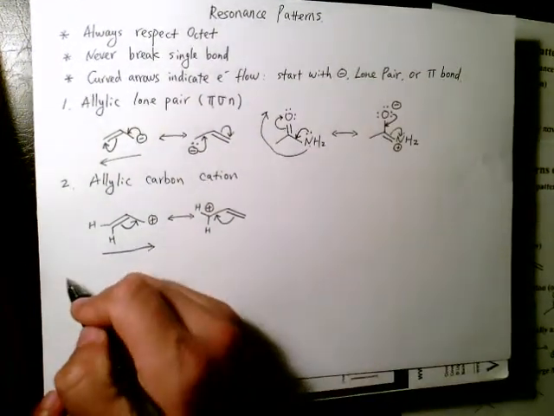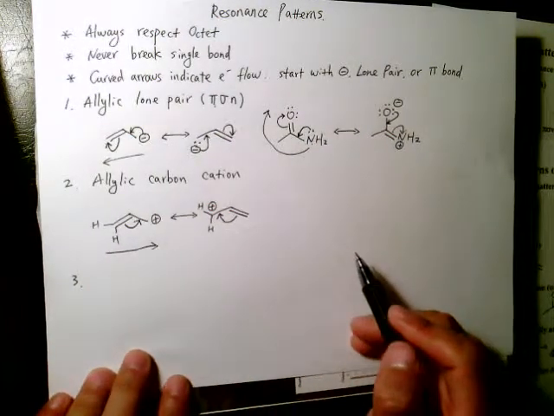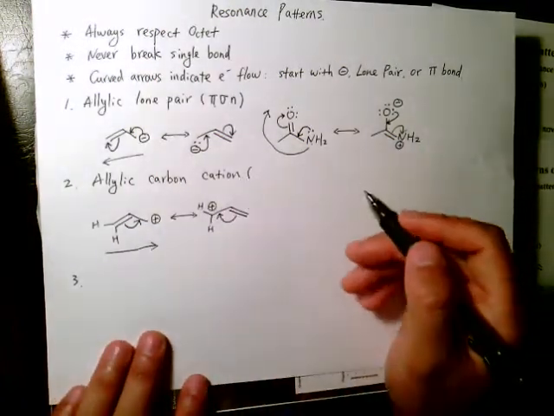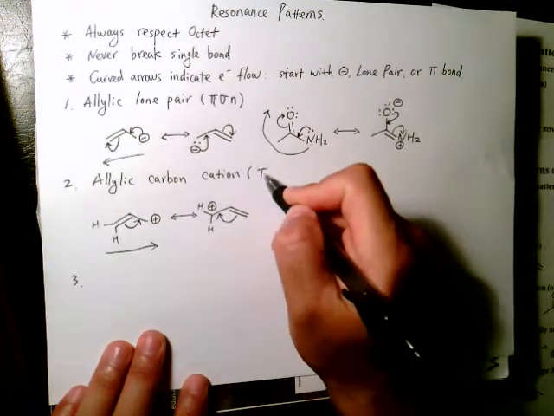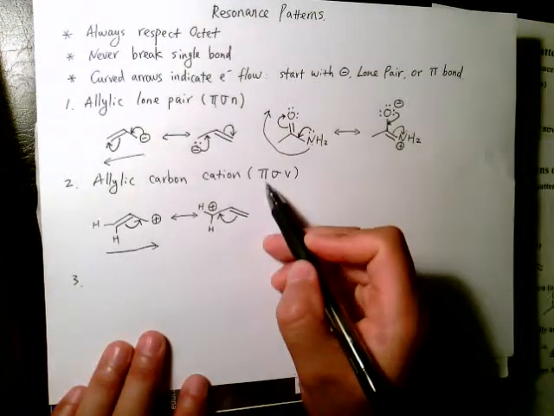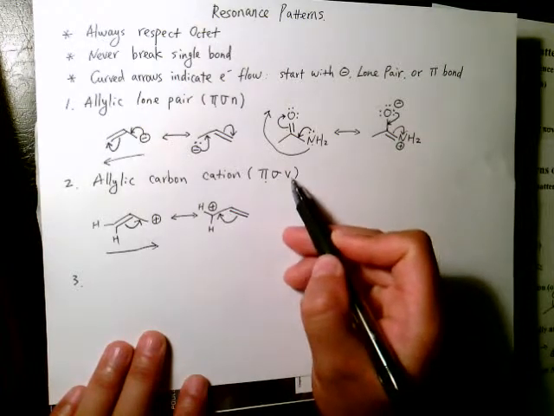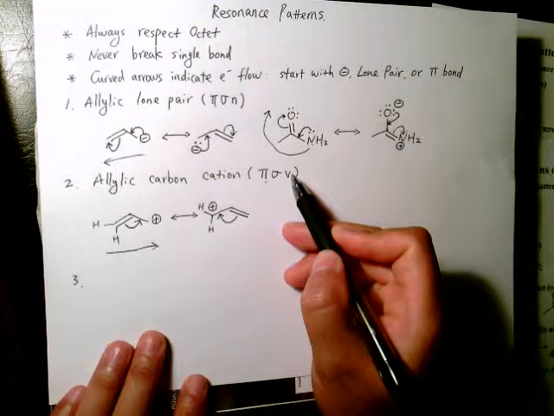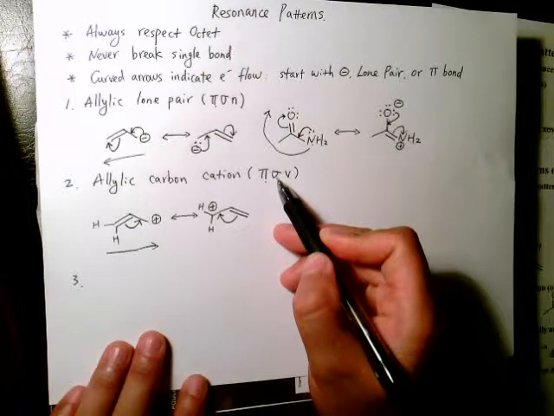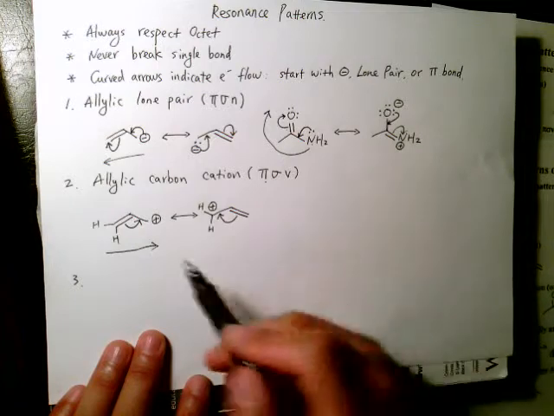So the third pattern we are going to talk about, since we are working on carbon cation, is another carbon cation. By the way, the allylic carbon cation is also referred to as pi, sigma, and V. Pi refers to the pi bond. It can be a double bond or triple bond. Sigma means a single bond, and V means a vacancy. So this vacancy, which is a carbon cation in this case, is 1 bond removed from the pi bond. That is basically our allylic position.